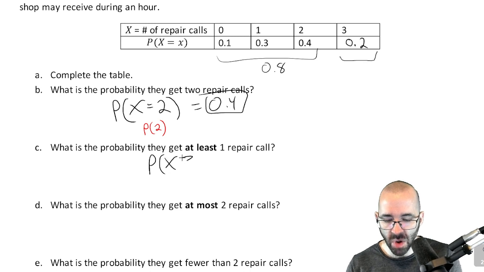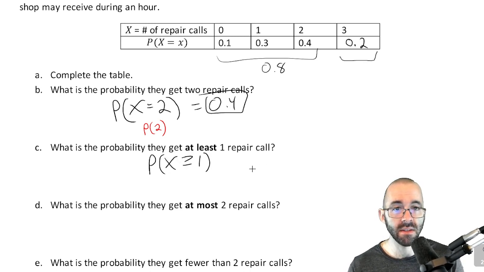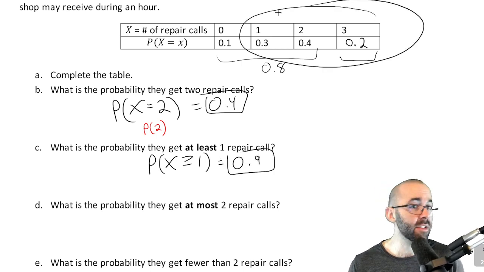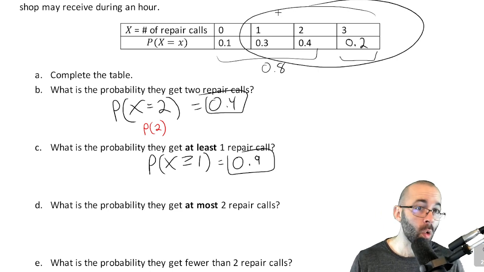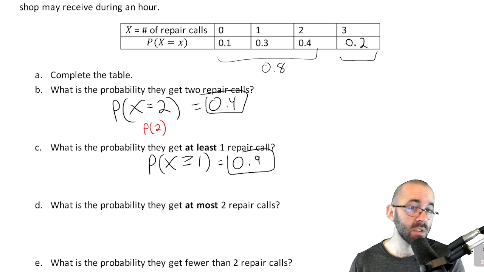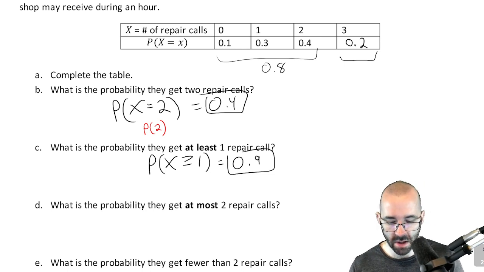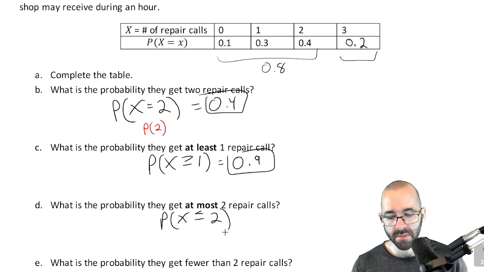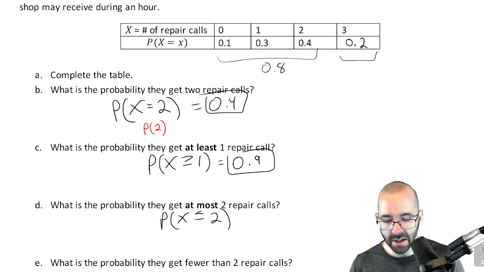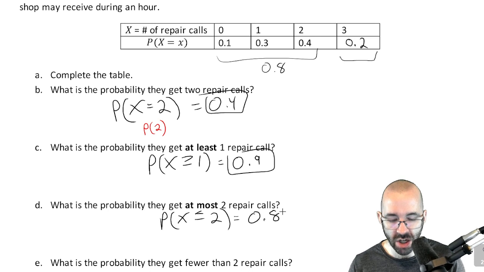Probability that at least 1 repair call looks like this. And that's going to be 0.9. At least 1 repair call is all of these probabilities. 1 or 2 or 3. We add up the probabilities because it's or, they're mutually exclusive. At most 2 repair calls looks like this. And 2, 1, or 0 repair calls. And again, we added that up earlier. That's an 80% chance.